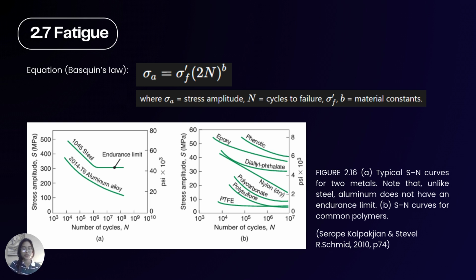The behavior of materials in fatigue is typically represented by the S-N curve, where stress amplitude S is plotted against the number of cycles to failure N. For many steels, there is an endurance limit, a stress level below which the material can theoretically endure an infinite number of cycles without failing. The relationship between stress amplitude and cycles to failure is often expressed using Basquin's law.